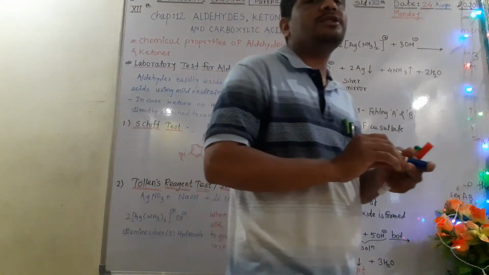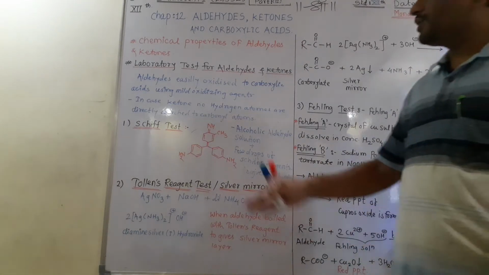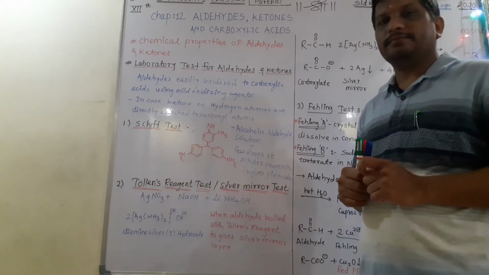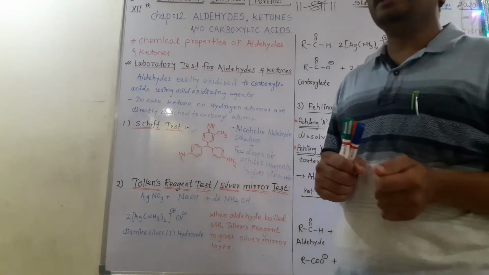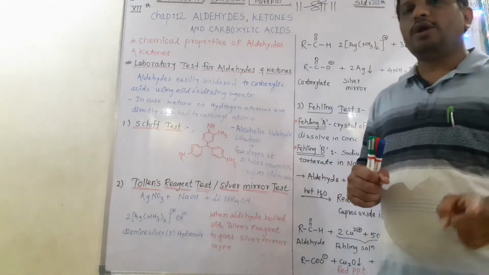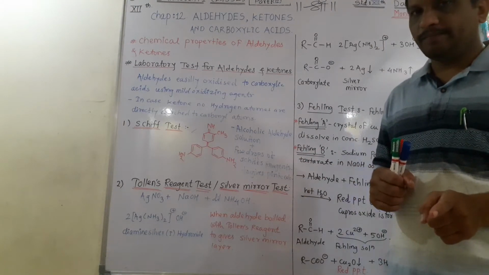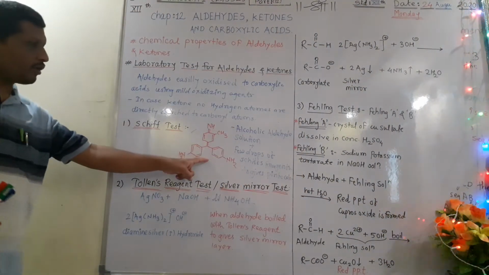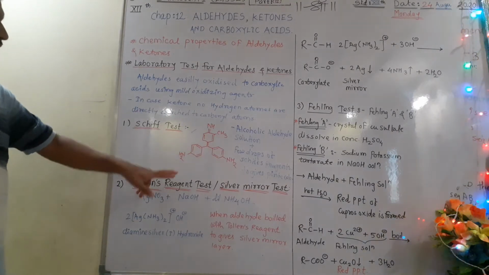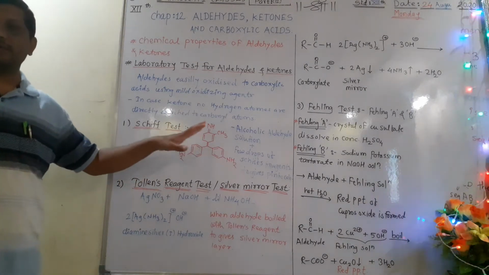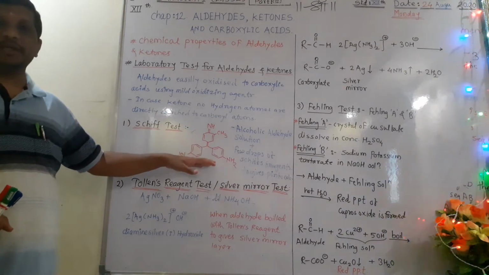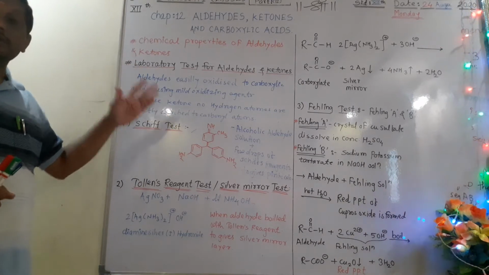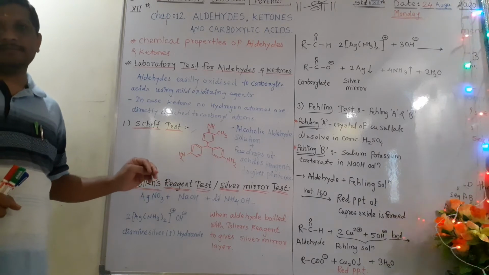Now this Schiff's reagent is a very useful reagent if you want to detect an aldehyde, because the alcoholic solution of aldehyde plus the addition of a few drops of Schiff's reagent gives a pink coloration of the solution, and it identifies that the given compound is aldehydic.